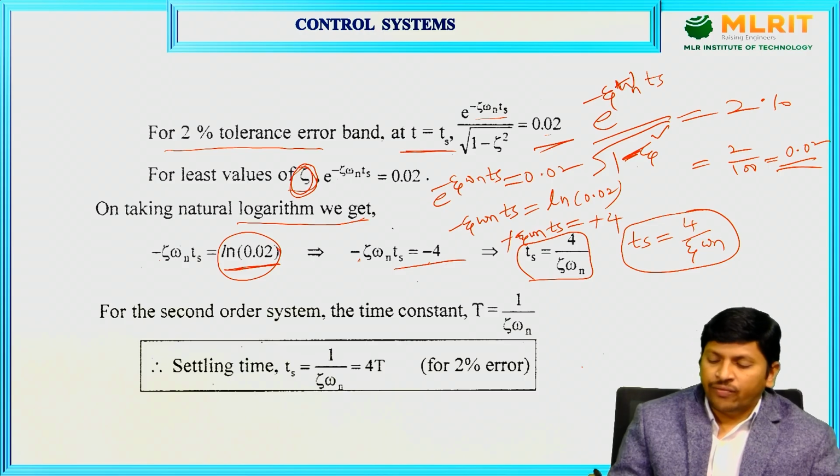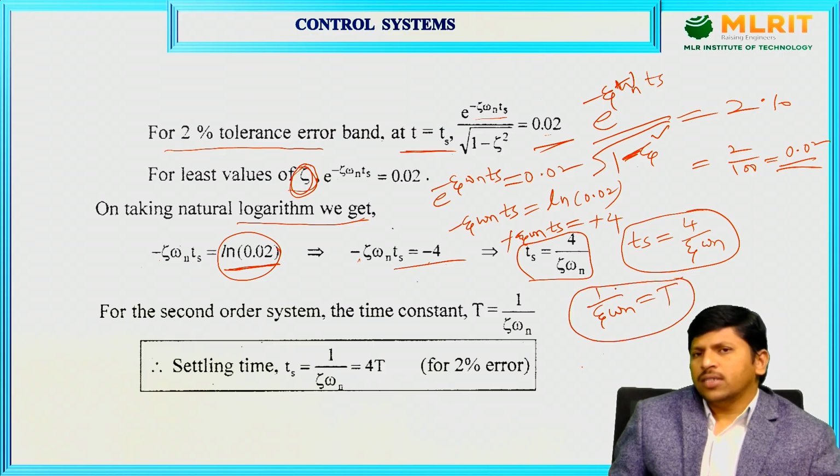Next, 1 by zeta omega n is nothing but the time constant, where T equals 1 by zeta omega n.